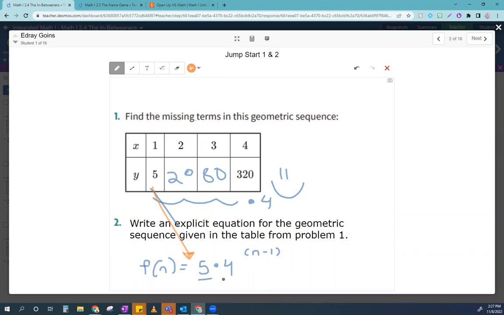Okay, and then this guy here, this is called your growth factor. Some people call it their multiplier. Some people call it your common ratio. And then it's going to be to the n-1.